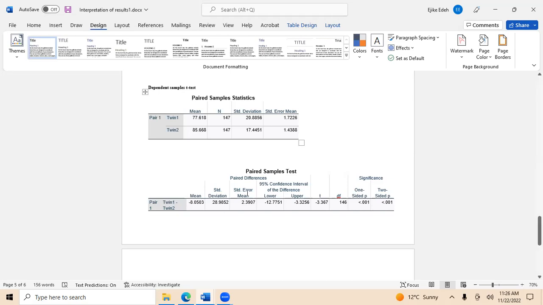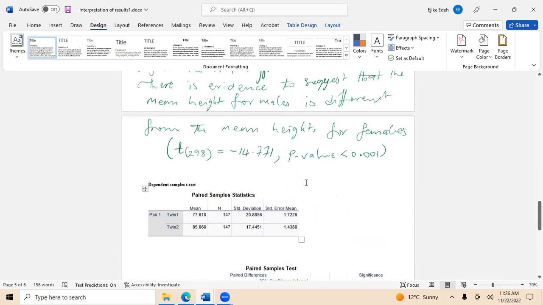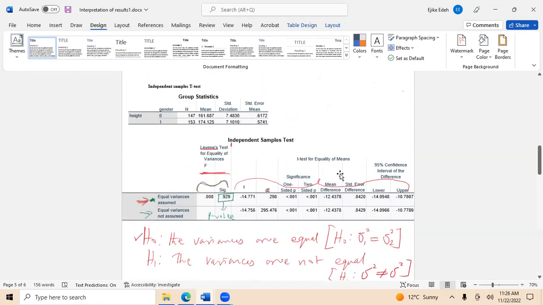So because of that, you don't have the Levene's test here. You just have the output that you have here on the right-hand side. This output on the right side.